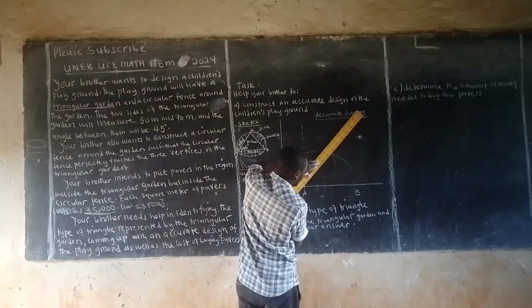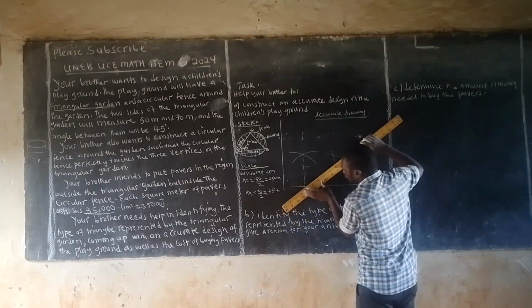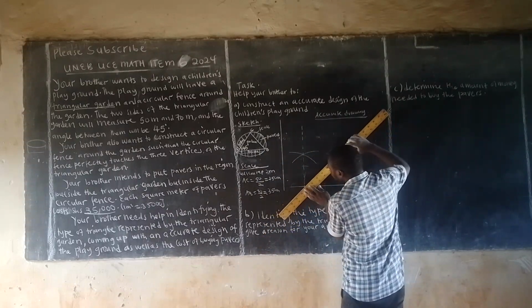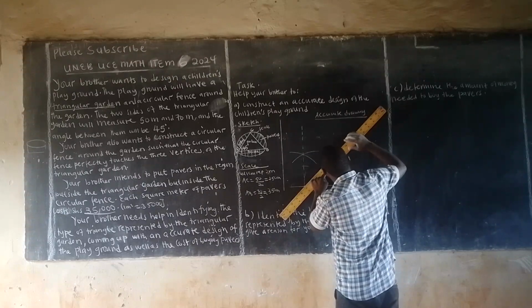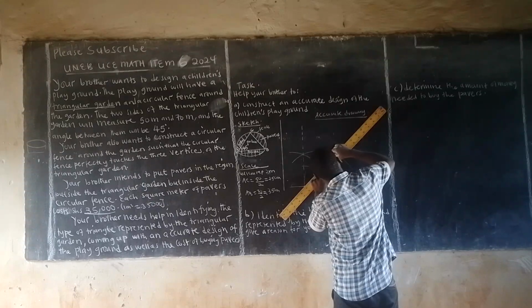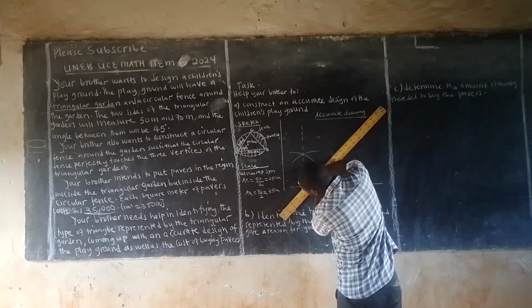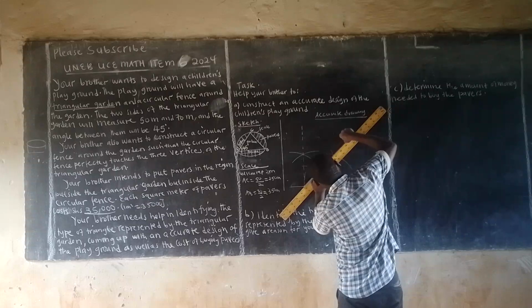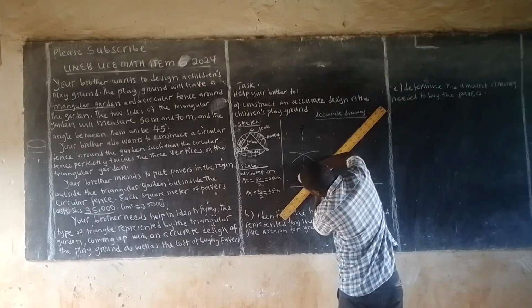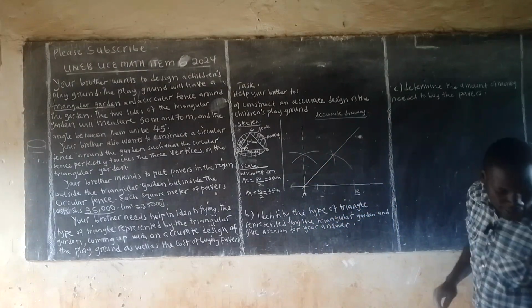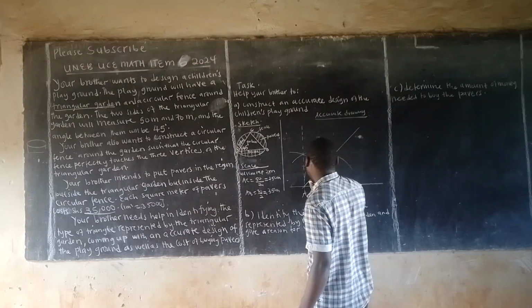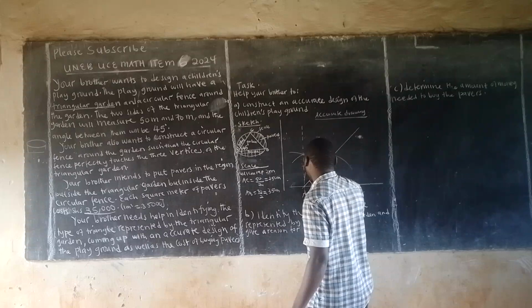I'll just draw a solid line, not dotted. Okay, good. So that is now our 45. You can now name it that. This is now our 45 degrees.